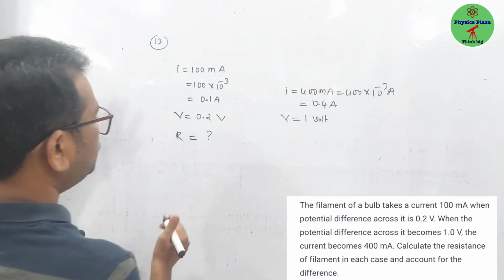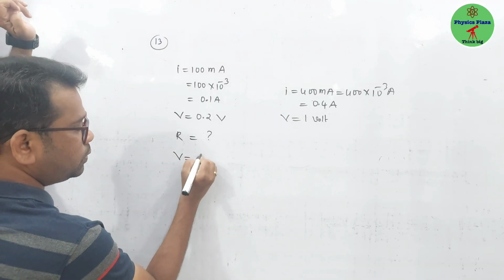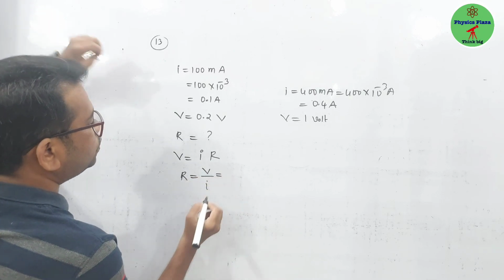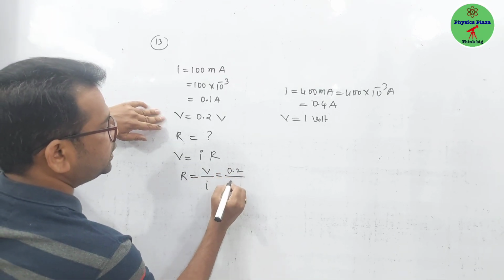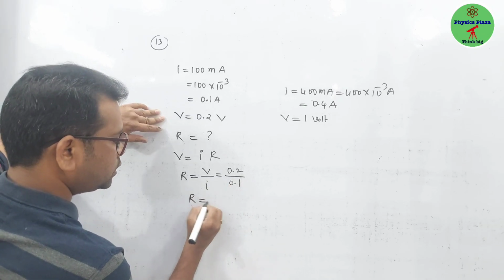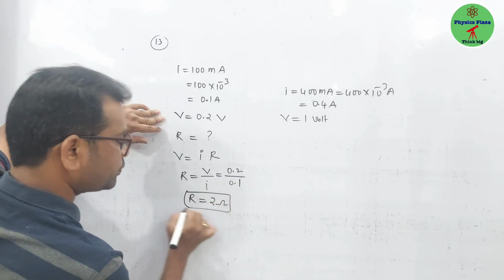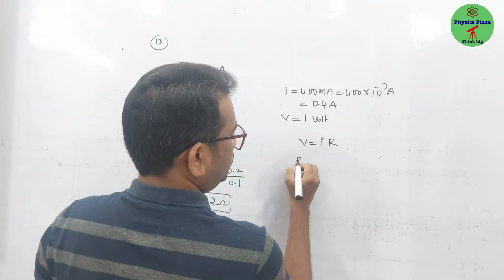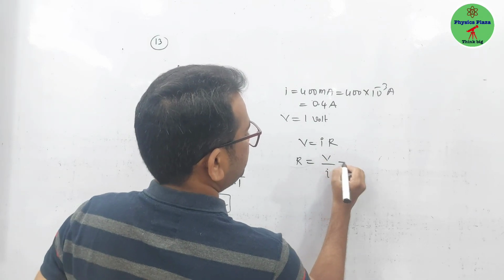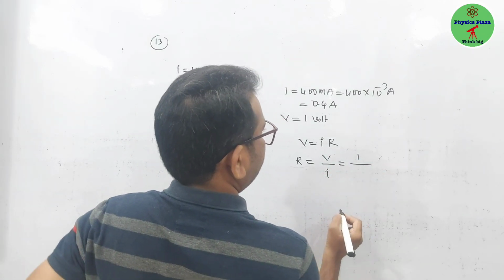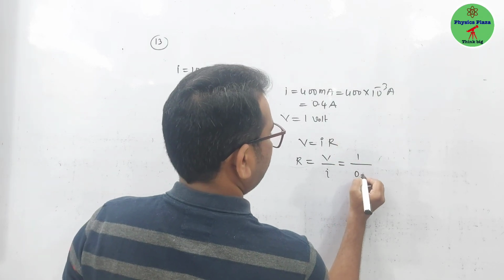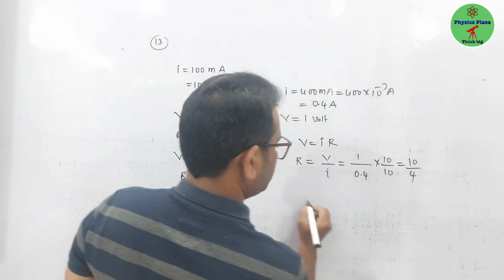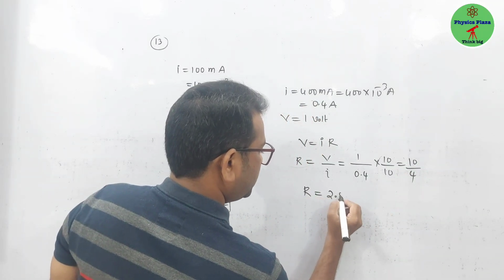Fine. So in both cases we have to use the V is equal to IR formula only. So R is equal to V by I. V is given here as 0.2, by 0.1. So this is nothing but 2 ohm in the first case. In the second case, it is the same formula, V is equal to IR only. So R is equal to V by I. V value is 1 and this is 0.4, multiplied by 10, this will be 10 by 4. So 10 by 4 is nothing but 2.5 ohm.